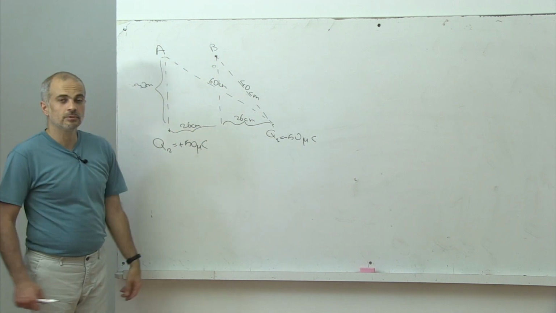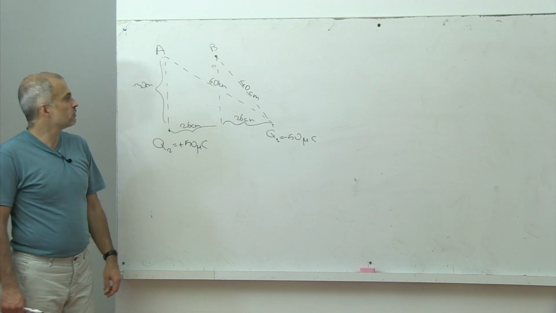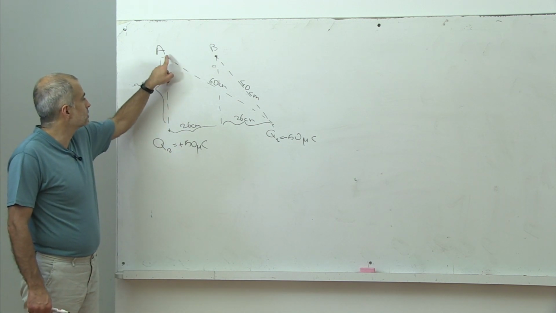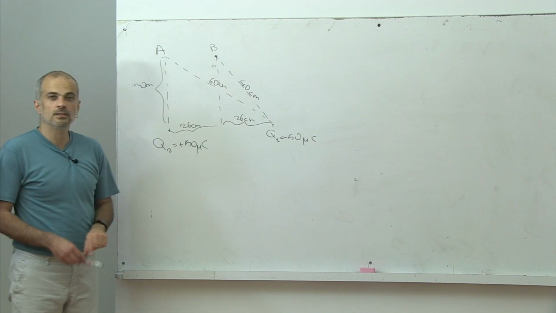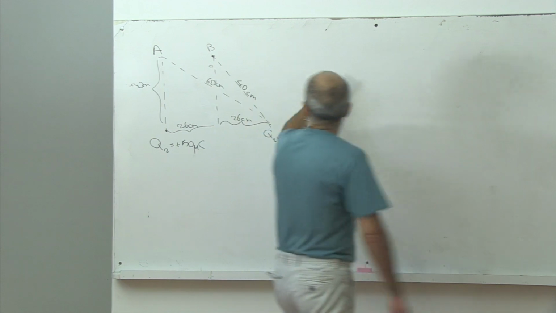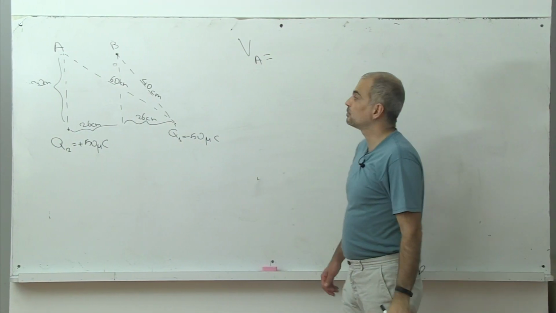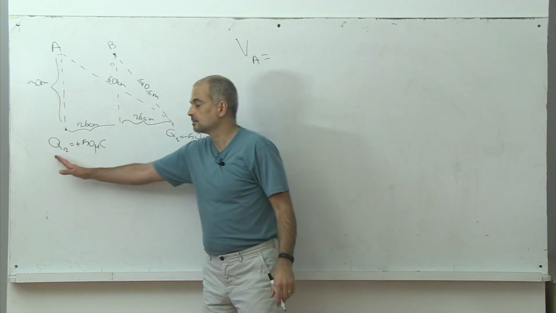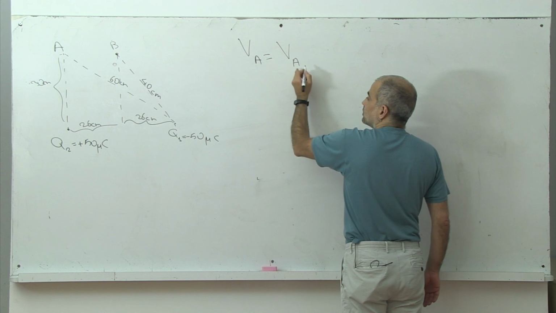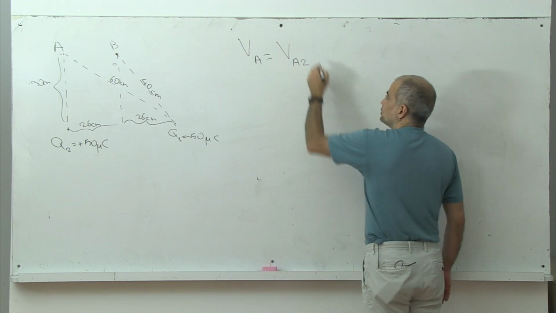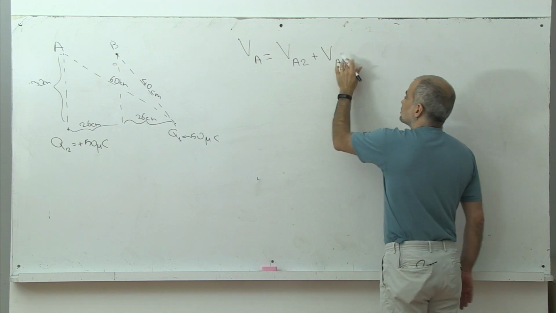Now, this is a system that we had also studied before, and before we were required to calculate the electric fields at the point A and at the point B. Now, let's calculate the potentials. The potential at the point A will be just the sum of the potentials created by these charges separately. So it will be the potential created at the point A due to the charge 2 plus the potential at the point A due to the charge 1.